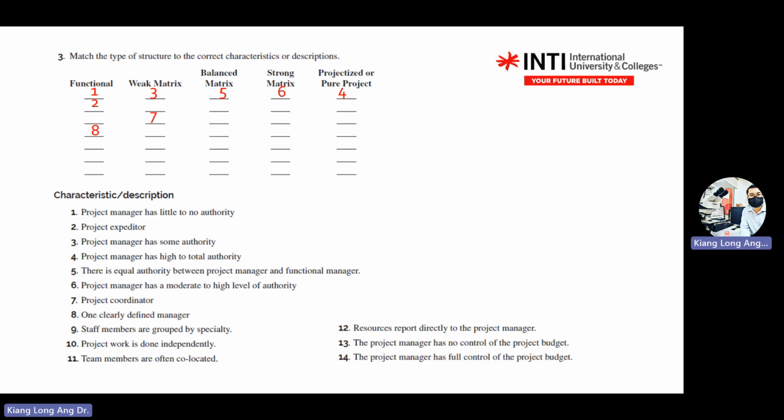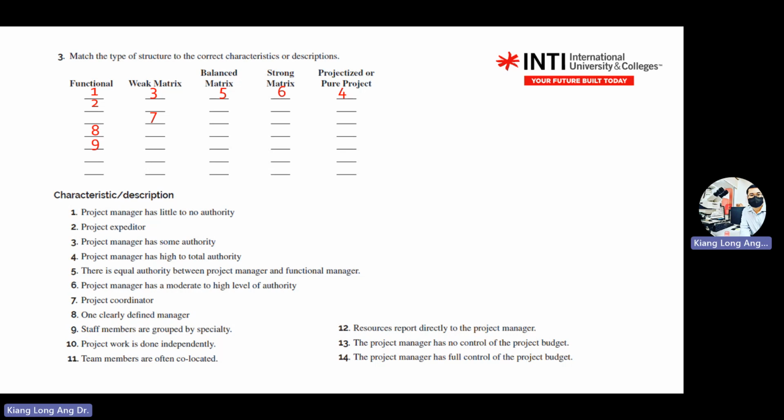Okay. Number 9, staff members are grouped by their specialties. Again, the word here is specialties. They are grouped by specialties. What do you think? Functional. Okay, the answer is functional. If they are grouped by their specialties, it means finance, engineering, sales, marketing. So they are functional.